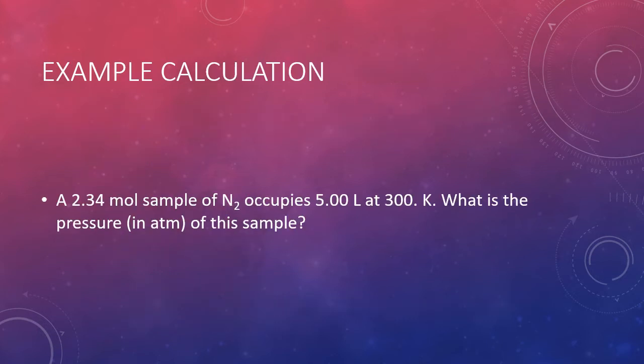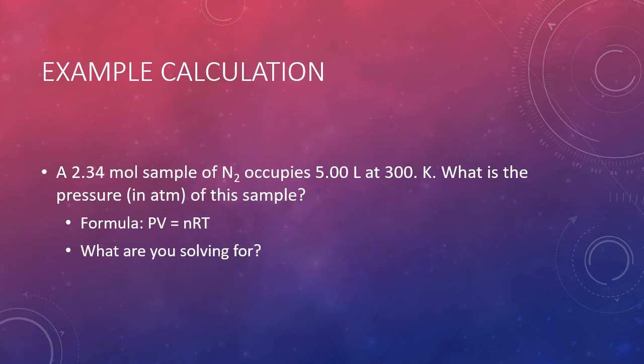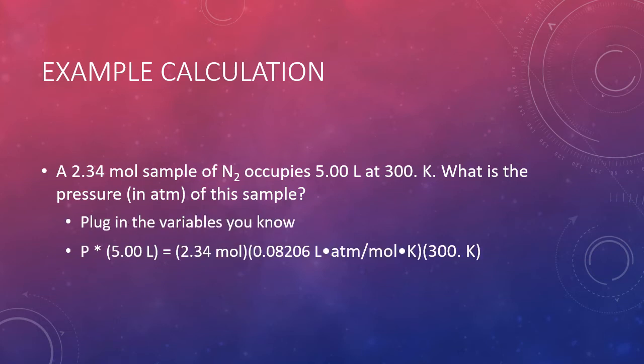So let's do an example calculation. A 2.34 mole sample of nitrogen gas occupies 5 liters at 300 Kelvin. What is the pressure in atmospheres for this sample? We know that we will be using the ideal gas law, PV = nRT. What are we solving for here? We are looking for pressure, which means we should be able to plug in the other variables. So let's plug in what we know.